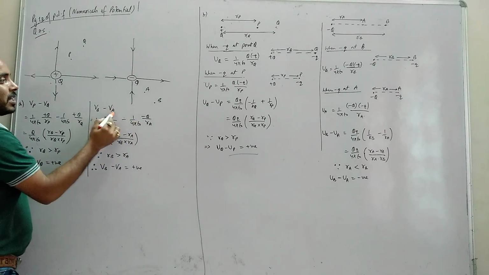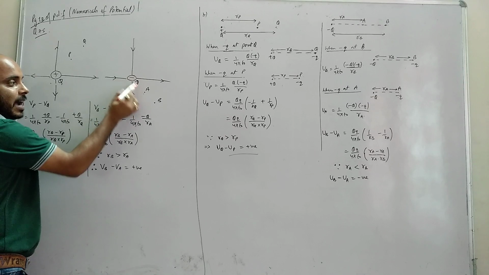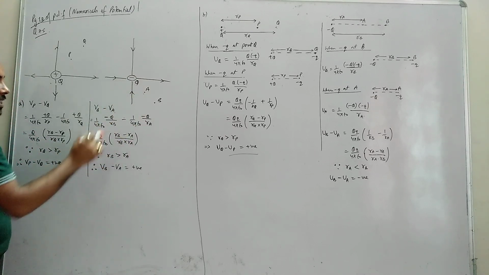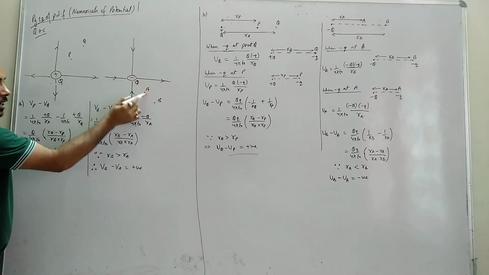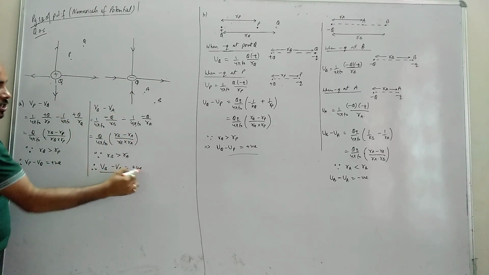Similarly, potential at A is 1 by 4 pi epsilon times charge minus Q by RA. Again solve it, and you will get RB minus RA. Now see, RB is more than RA, right? That means this subtraction is positive.